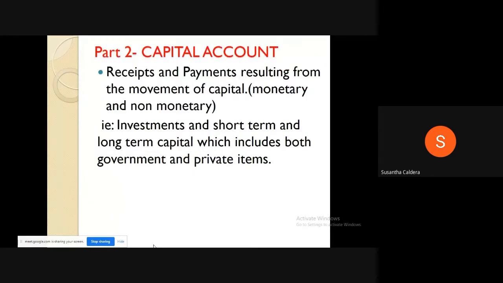Part 2 is the capital account. Capital account: receipts and payments resulting from the movement of capital, monetary and non-monetary capital. For example, investments and short-term and long-term capital, which includes both government and private items. Right? There are the large infrastructure projects and all.